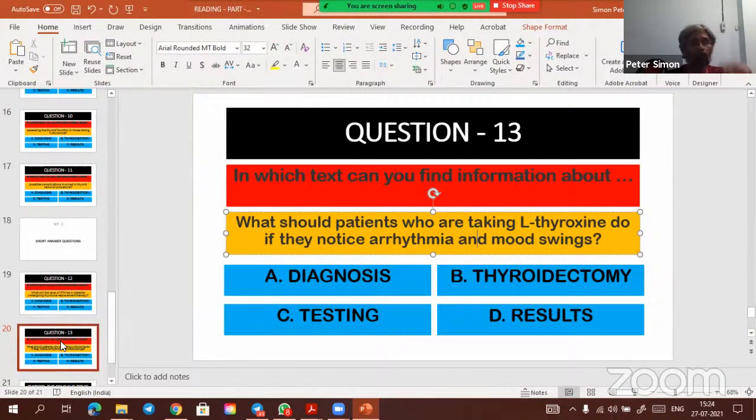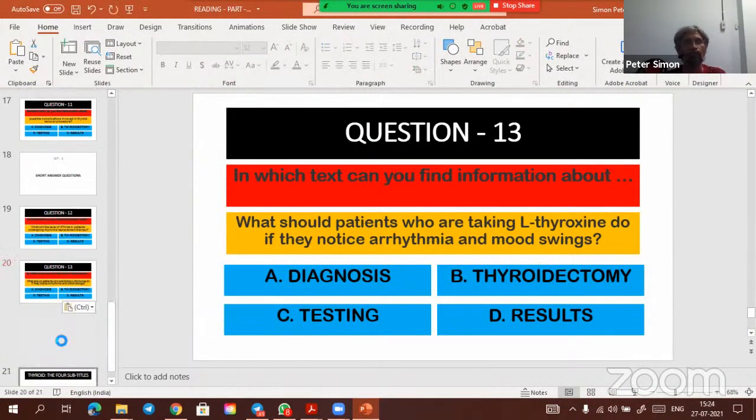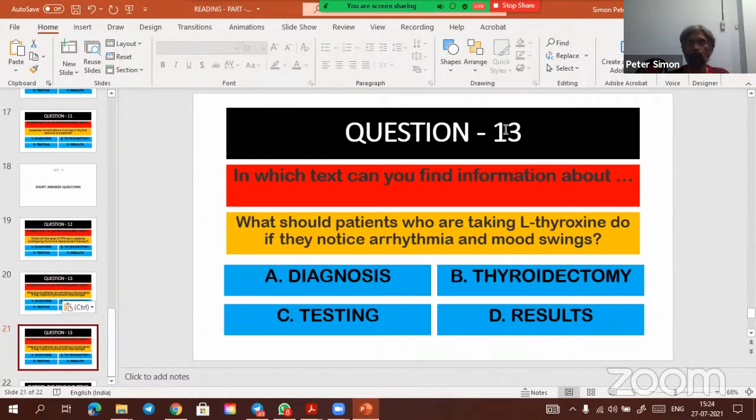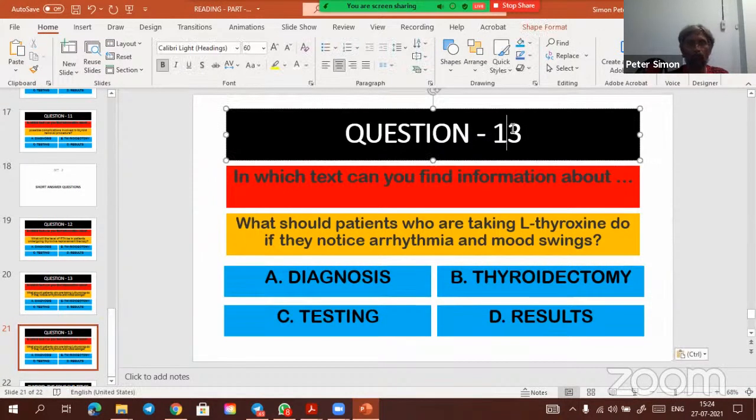Next, 14. I'll put all these questions. Now only think where it is related, what it is related to. Afterwards, you can go to the paragraph, find it, and do the answer. That is your choice, no problem. But just think, what are these words related to? So, 14.